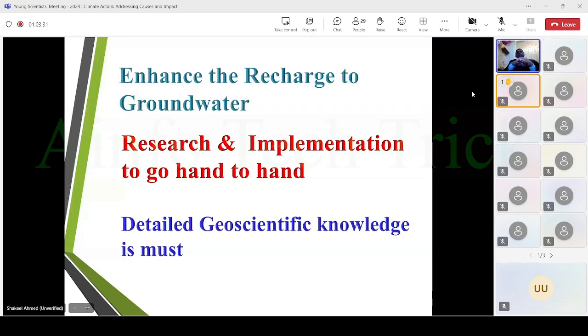It is very important that we should have groundwater and maximize the groundwater. For that, you have to enhance the recharge. Now let's see how to enhance the recharge. Of course, the third point is that for that you need detailed geoscientific knowledge. That is the knowledge of the subsurface.